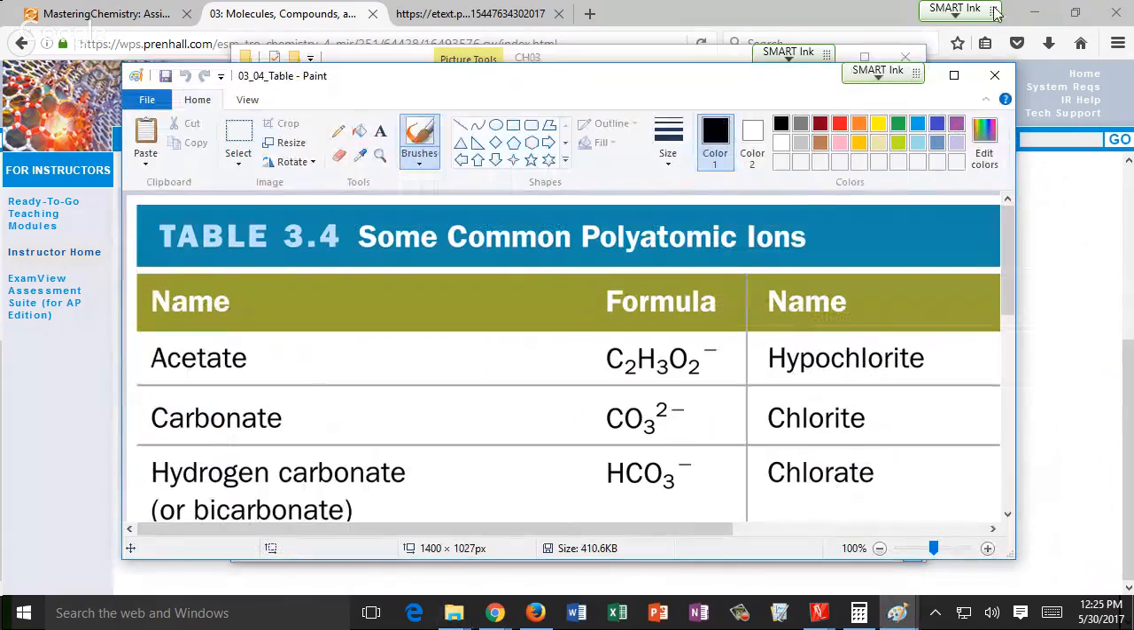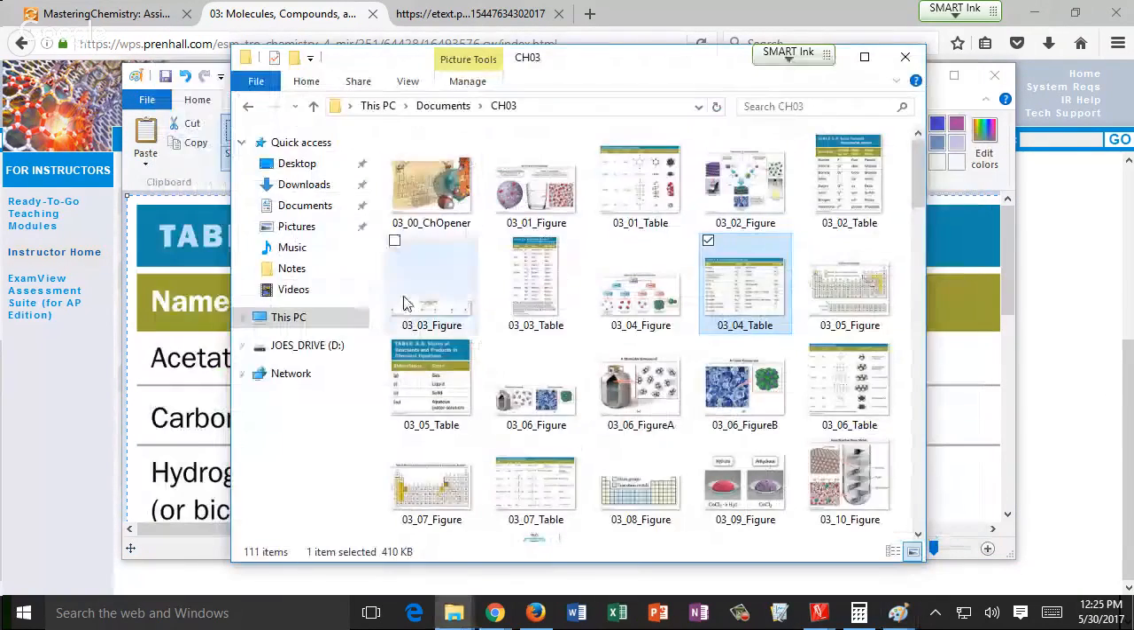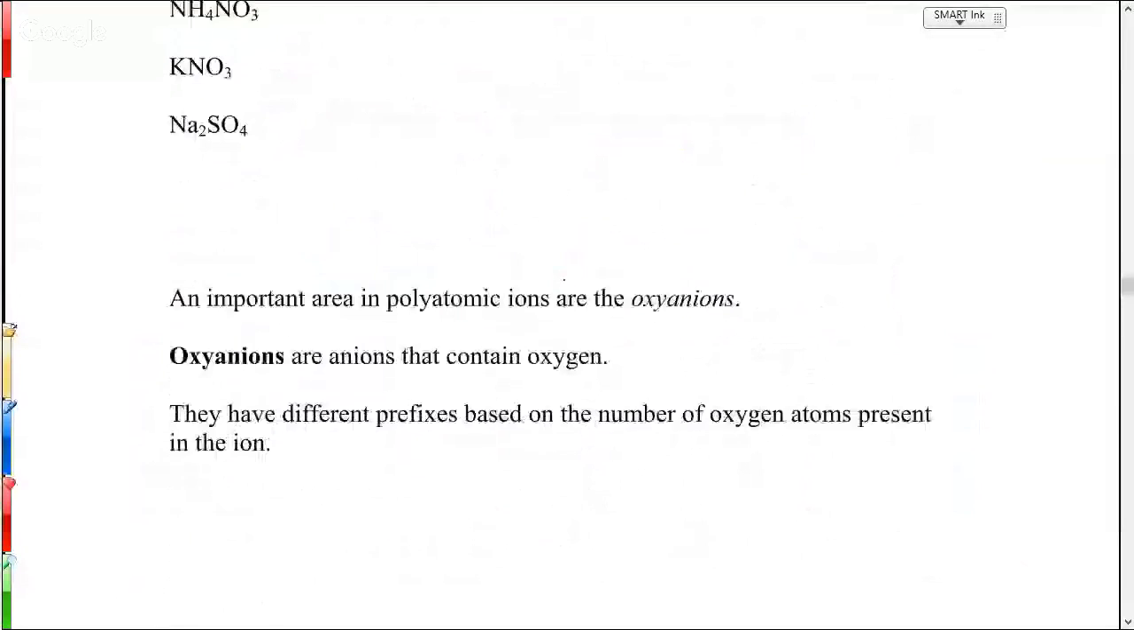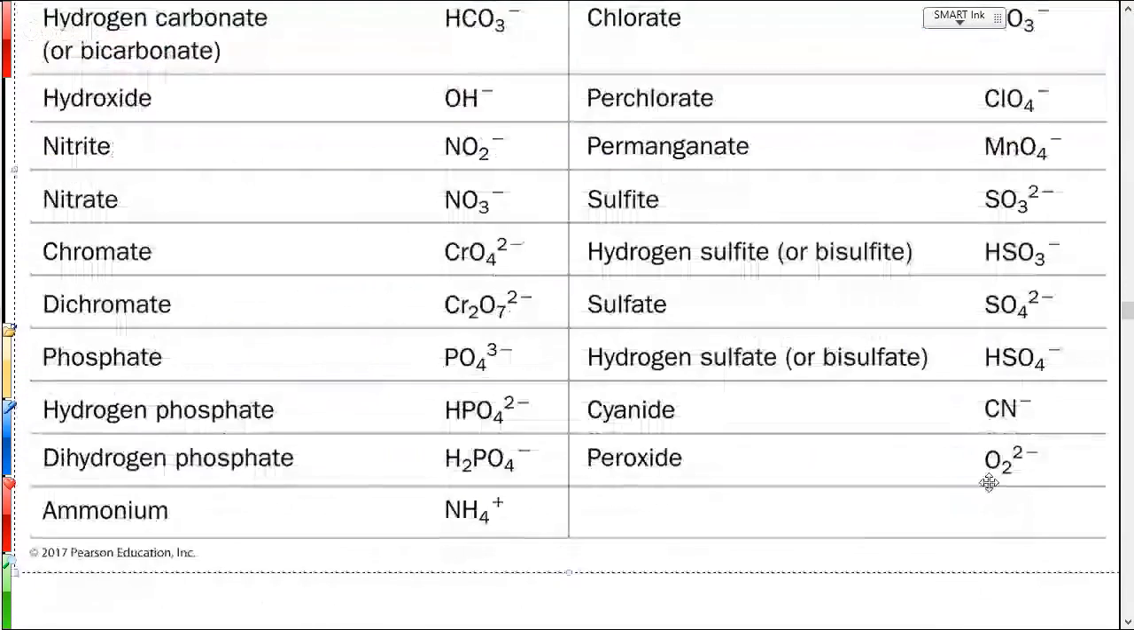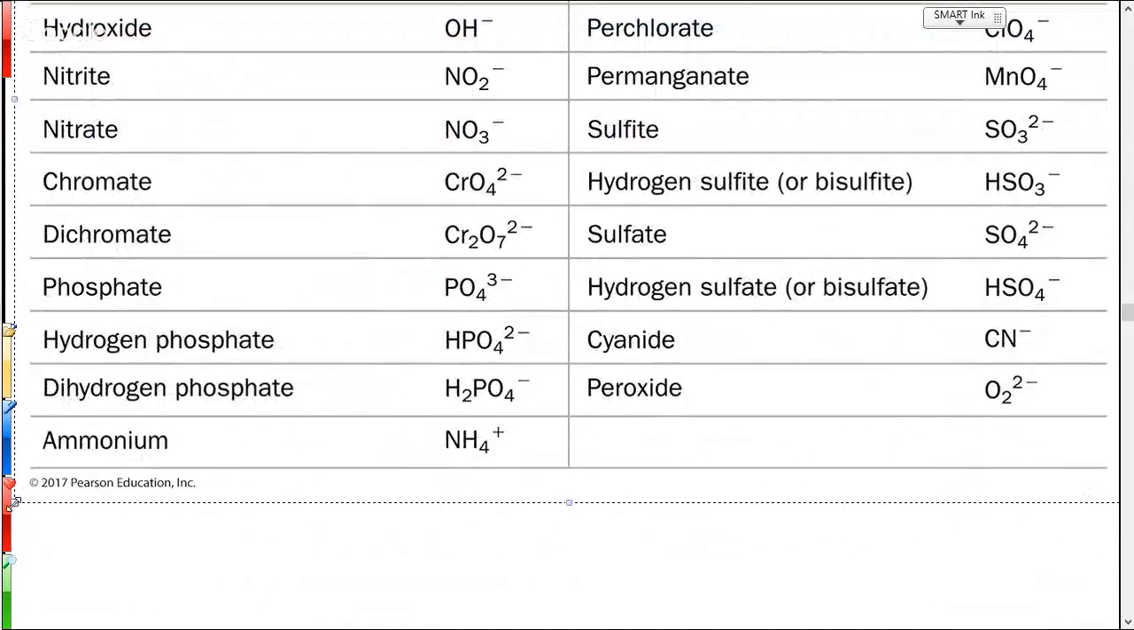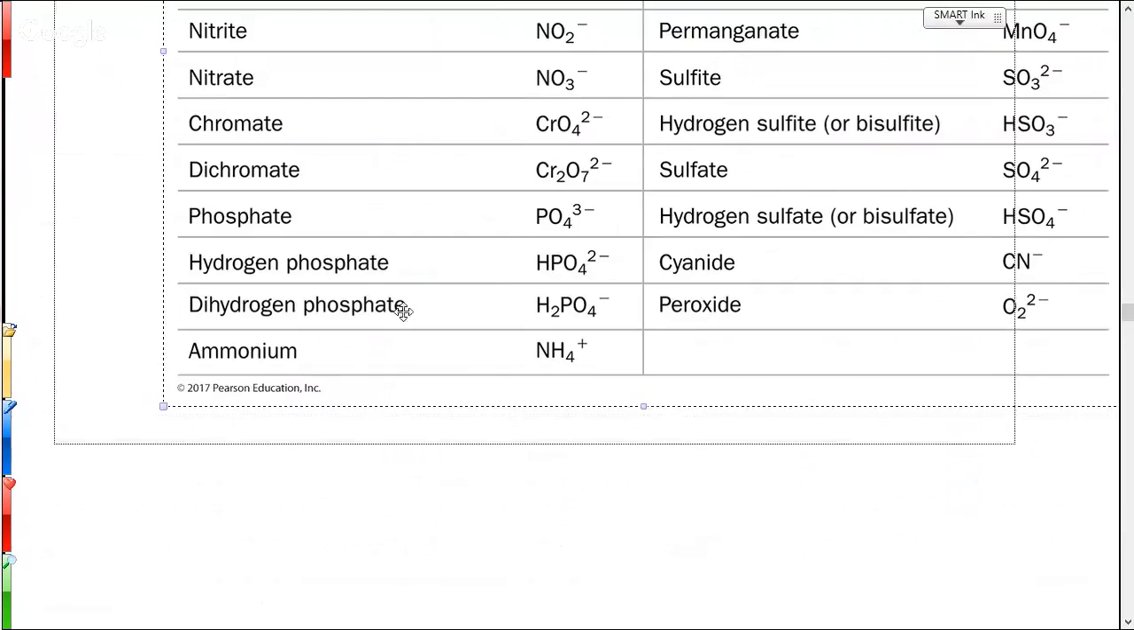I think the list of them is right here. Yeah. So let's put that right in our notes so that you've got an easy way of finding them.